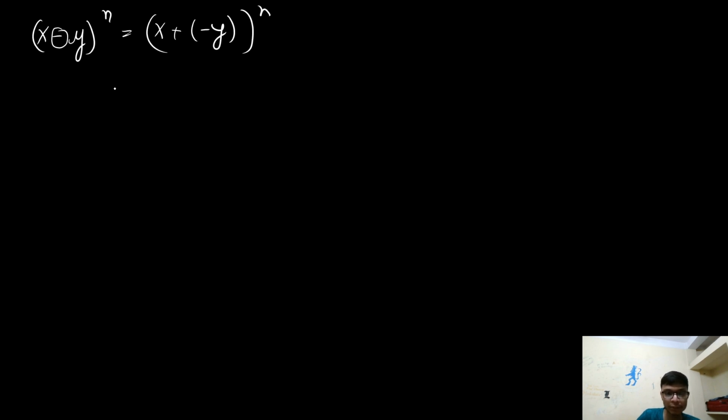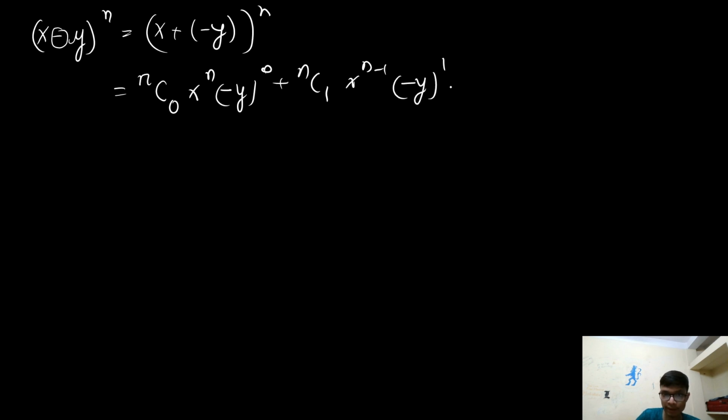So how do we expand this? We expand this as nC0 x^n (−y)^0 + nC1 x^(n−1) (−y)^1, and this is how we expand this particular binomial expression. All right, so we see that we have to remember only one formula, that is, the binomial expression which involves a positive sign, and in all other cases we will incorporate the sign as a coefficient of that particular variable. All right, so this is a simple thing that you need to remember.